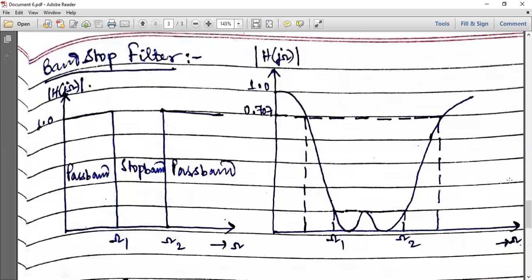Meaning omega1 to omega2, if this is a range, then the frequencies which fall in between this range come under the stop band. The rest, less than omega1 and greater than omega2, all come under the pass band. Clear to you? Just the opposite of band pass. So again, we have shown the ideal and practical curves of the magnitude response for the band stop filter.